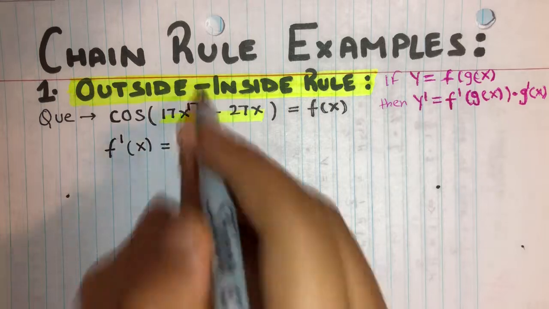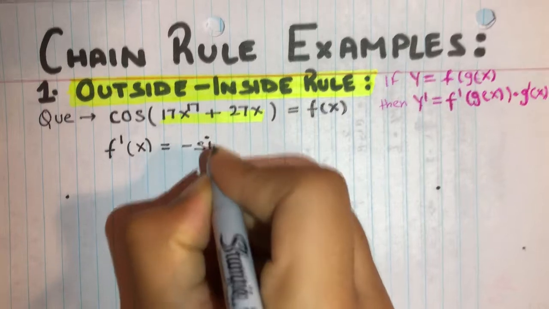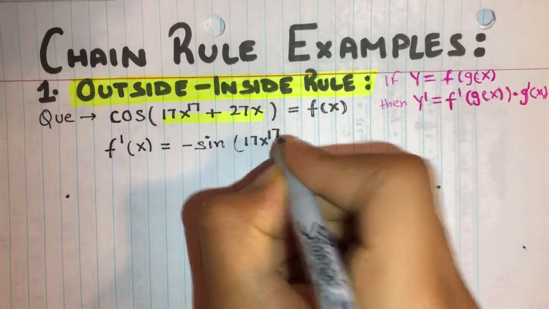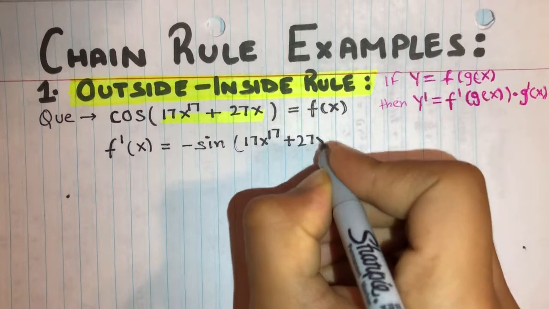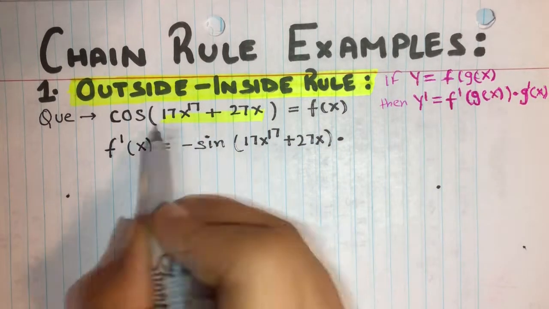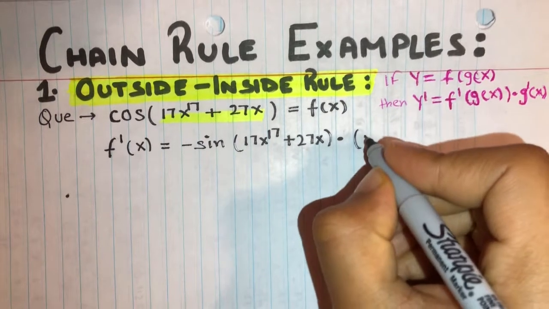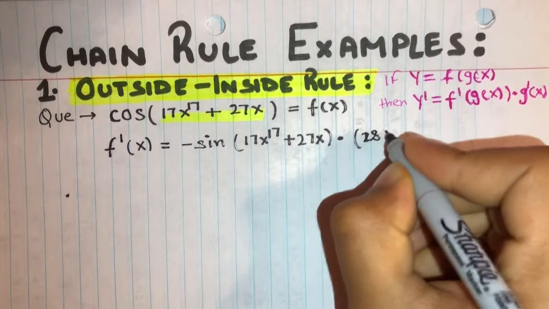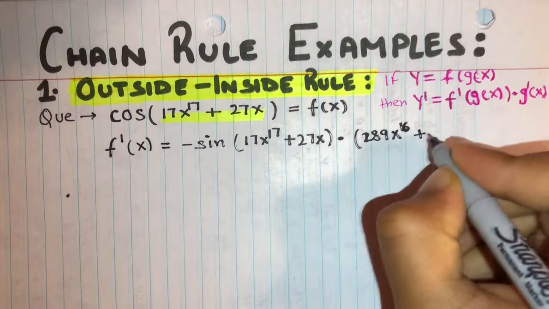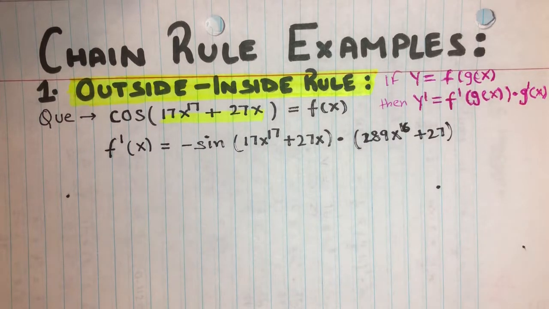Now, using this rule in this question, we have f prime of x equals negative sine of (17x raised to power 17 plus 27x) times the derivative of the inside, which becomes 289x raised to power 16 plus 27. So this is our final result by using the outside-inside rule.